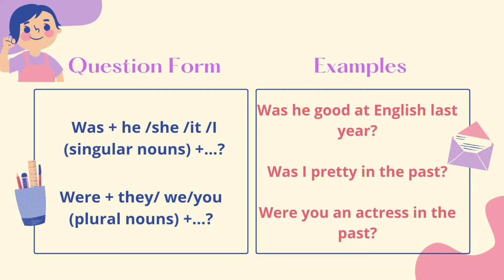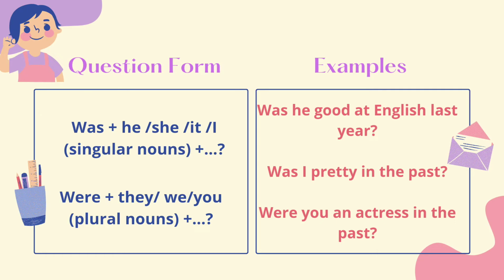In the question form, we use was plus he or she or it or I or the singular nouns plus the rest of the question, and we put the question mark. For example, was he good at English last year? Was I pretty in the past?